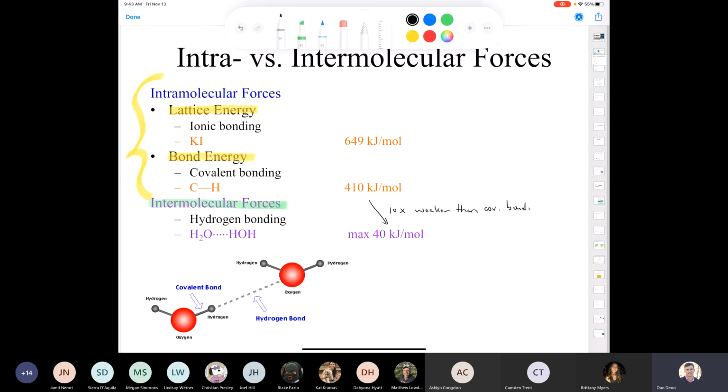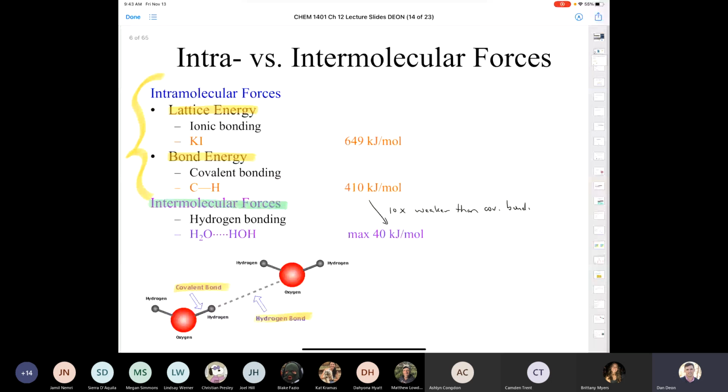So if you're like, what's your point, Mr. Dion? My point is this. A covalent bond is much stronger than an intermolecular force like a hydrogen bond. Much stronger. And if you're like, well, if they're not that strong, why are you talking about them? Because they're very important. Why? Because all physical properties of compounds can be related back to intermolecular forces, things like melting points and boiling points.